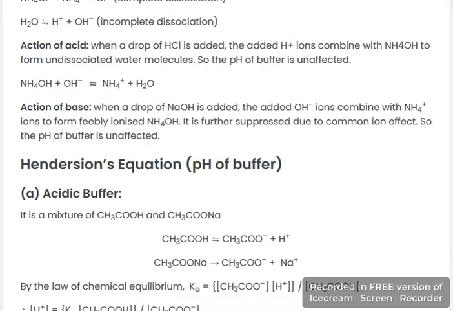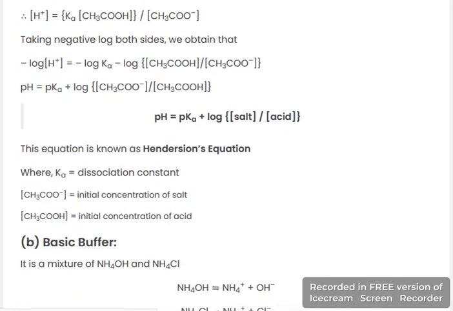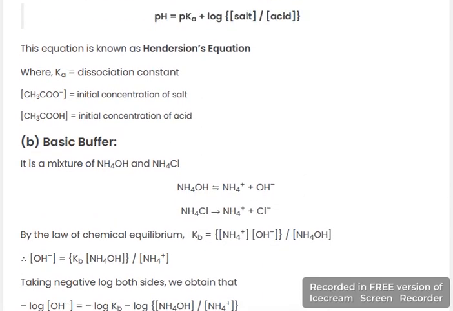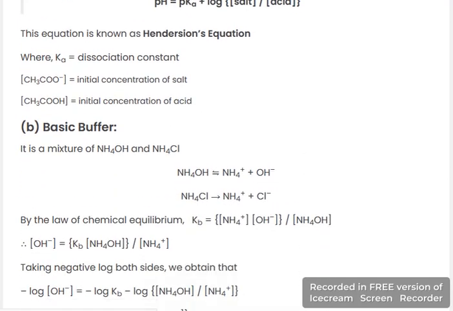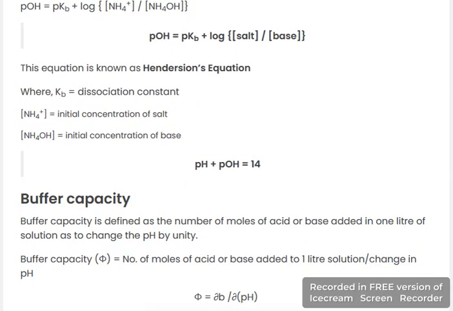Henderson equation for the acid buffer: by the law of chemical equilibrium, these equations are known as the Henderson equations, where we have the dissociation constant, the initial concentration of salt, and the initial concentration of acid. In the basic buffer, it is the mixture of NH4OH and NH4Cl.